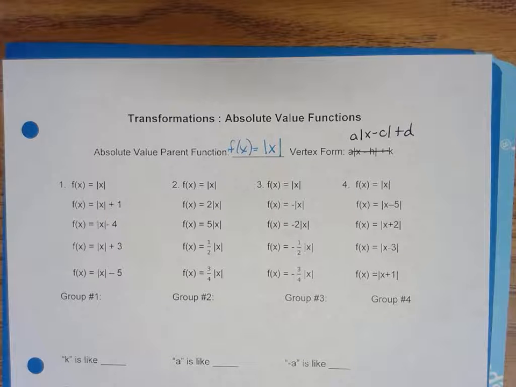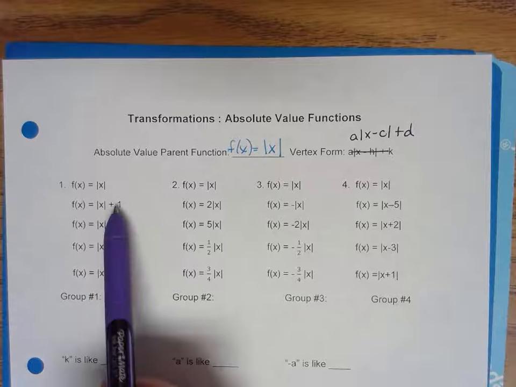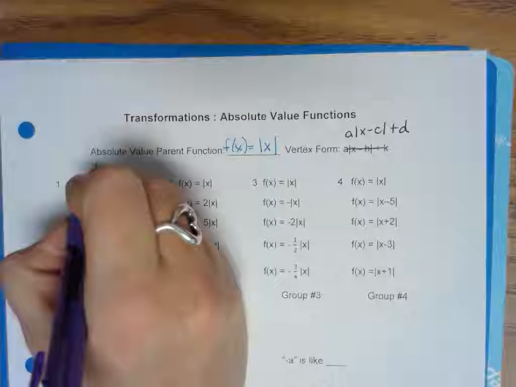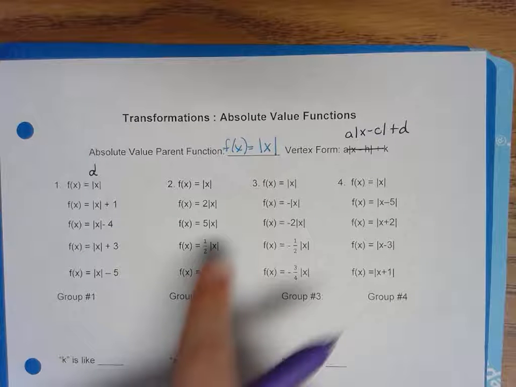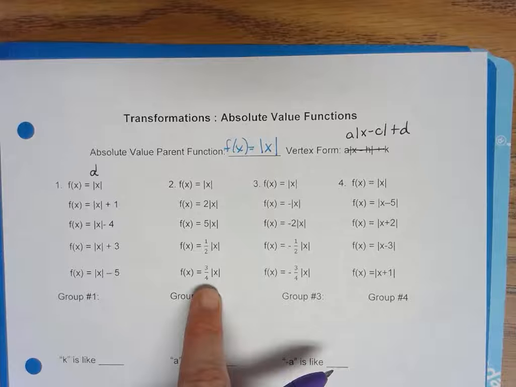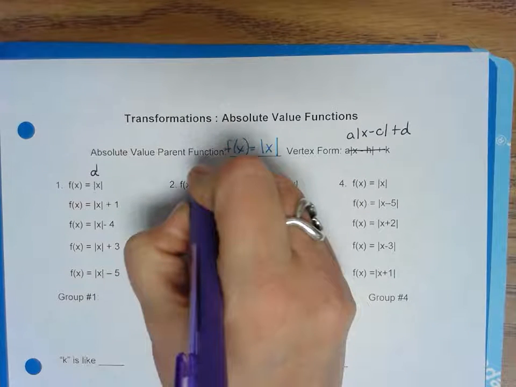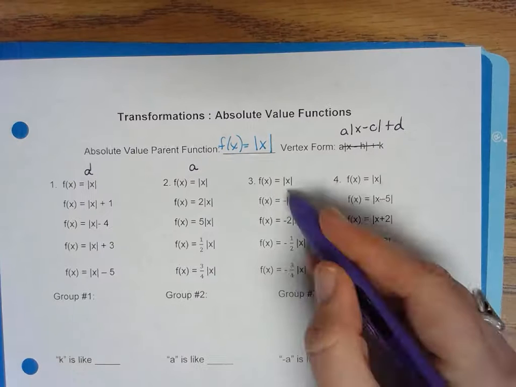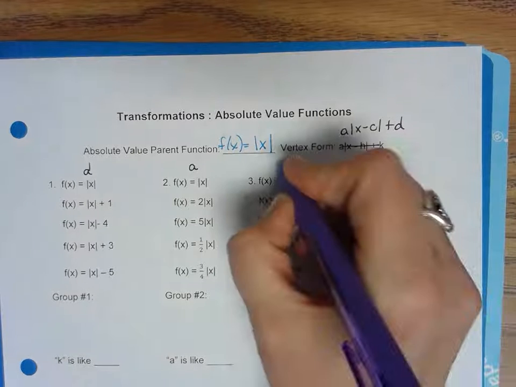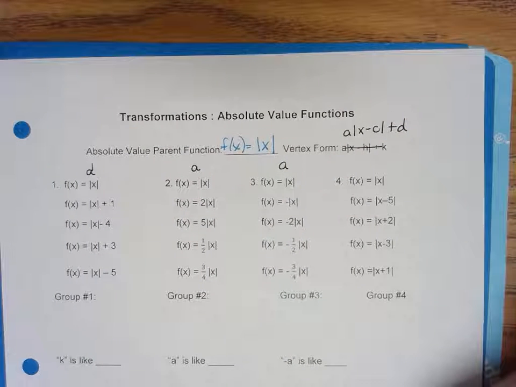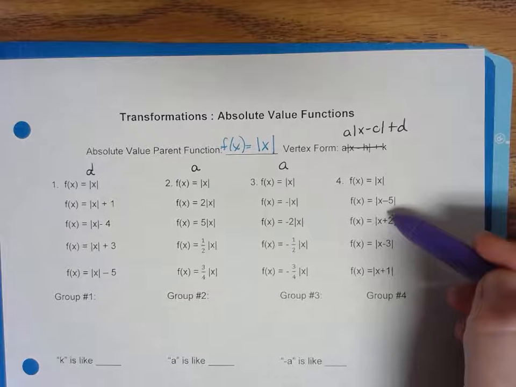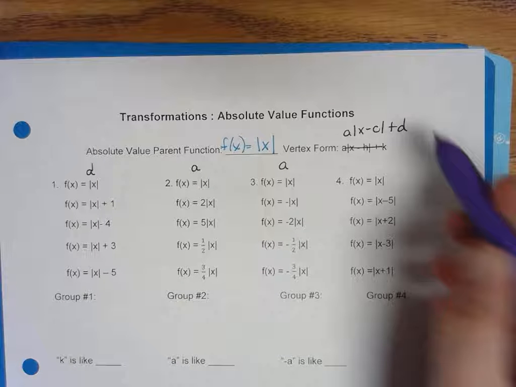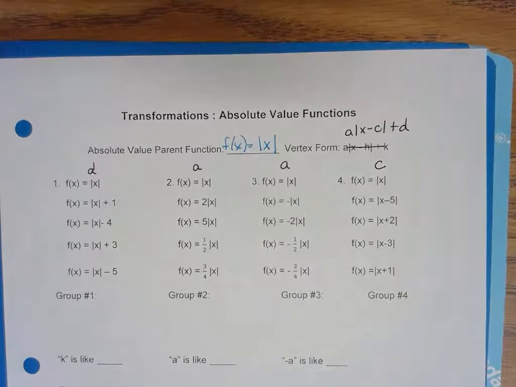Before we get started, if you notice all these are plus and minus at the very back, and the letter at the very back is D, so we can put a D there. All these numbers are at the very front. At the very front is A, so we'll put an A here. These are also at the front, so we're talking about A. And these numbers are inside the absolute value, and notice inside is C. So first of all, those are the letters that we're discussing.